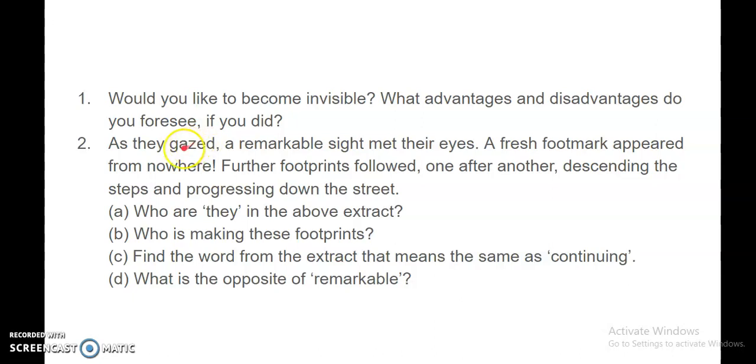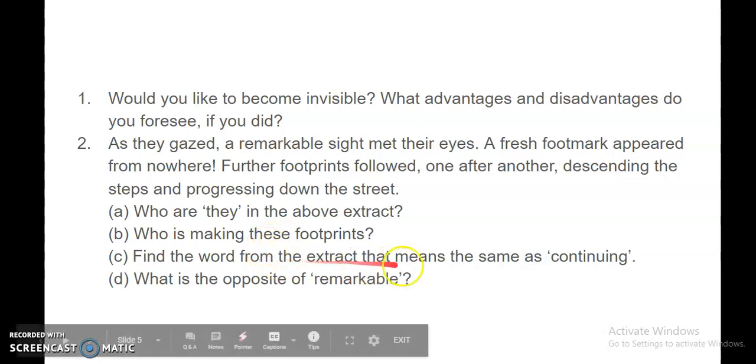As they gazed, this is a quotation, a remarkable sight met their eyes. A fresh mark appeared from nowhere. Who are they? The boys. Who is making these footprints? Griffin. Extract meaning from the word continuing. Use your vocabulary skills to find the answer. What is the opposite of the word remarkable? That is something you have to do.